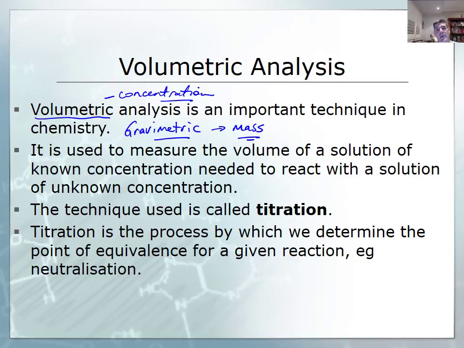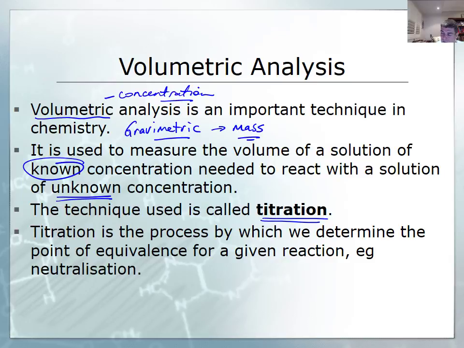Now, the technique of volumetric analysis can be applied to things other than just neutralization reactions, and you may see a couple of examples of these later in the course. But in this particular video, and duplicating in class, we're looking at the technique of volumetric analysis known as titration. Volumetric analysis is used to measure the volume of a solution of known concentration needed to react with a solution of unknown concentration. So we have to have something that's known in order to calculate something that is unknown.